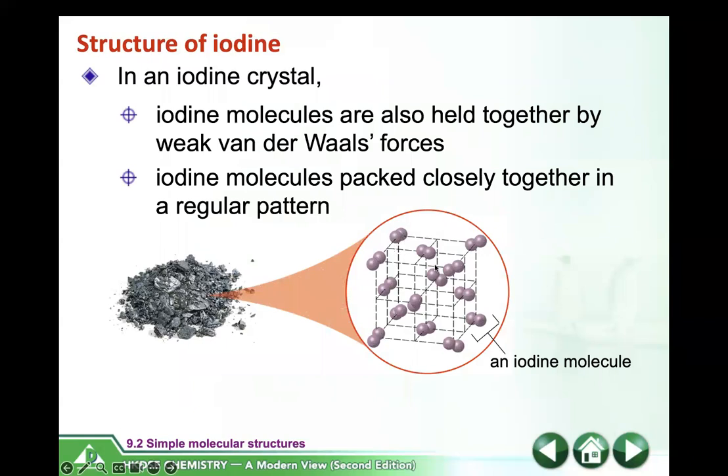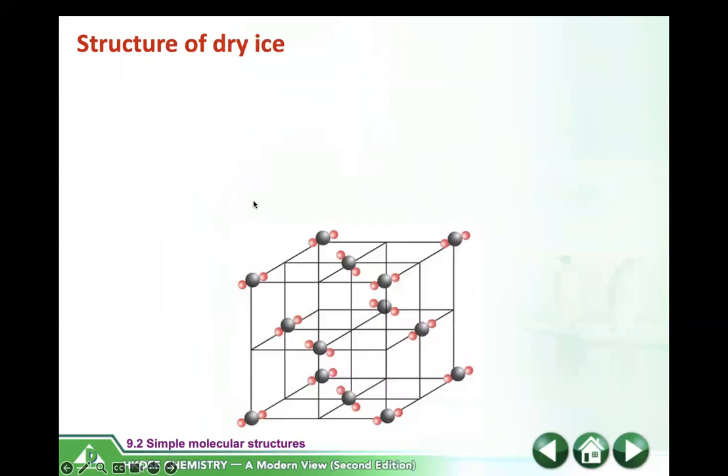You can see the first layer is repeated. In fact, it is the third layer, so the first layer here is repeated at the third layer, then it repeats itself. The second layer will be the fourth layer. So they are packed closely together in a regular pattern. It is the iodine crystal.